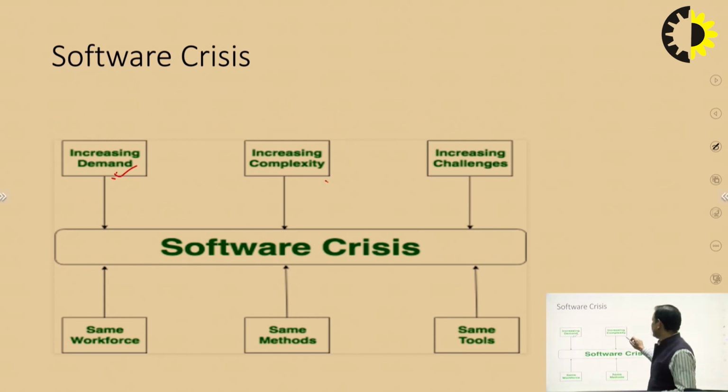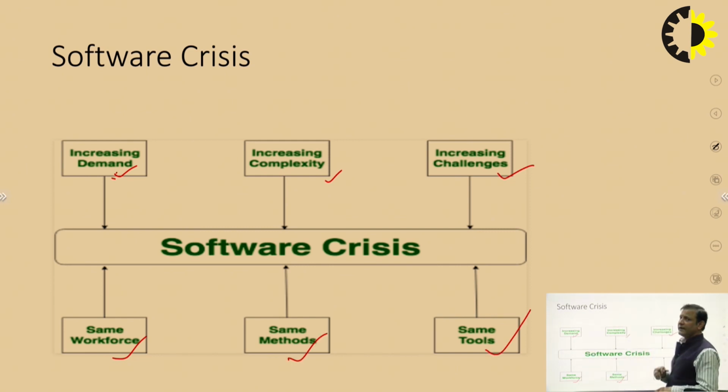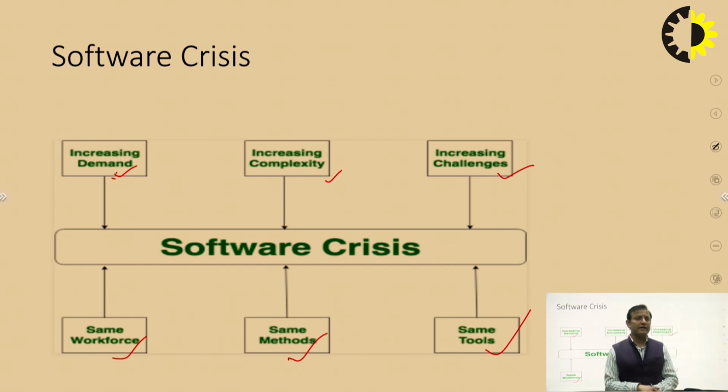Demand is increasing, complexity is increasing, challenges are increasing, and we use the same workforce, same methods, same tools. That's why the issues are arising.